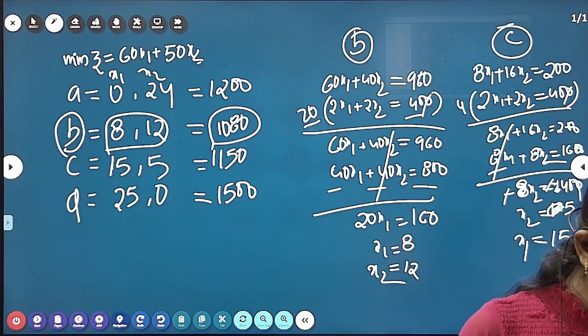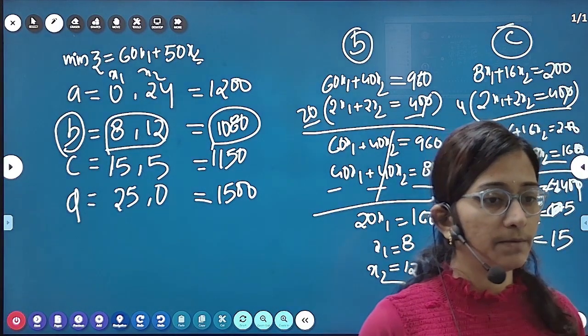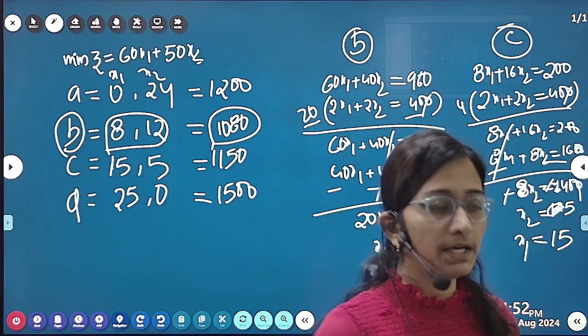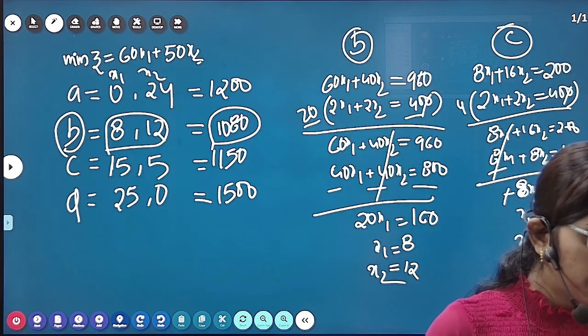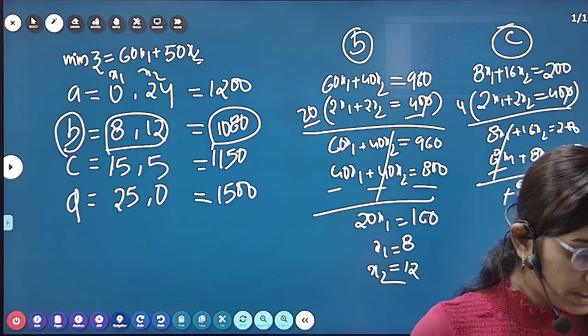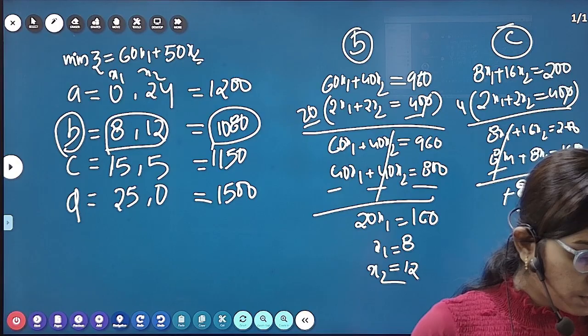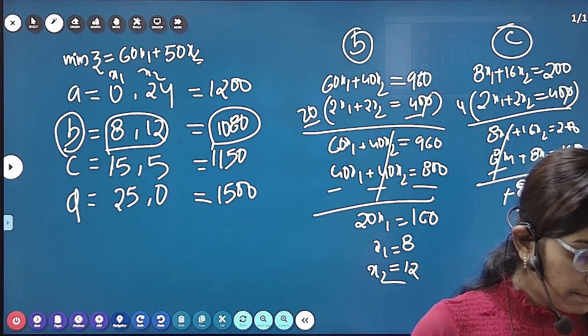Each unit of alpha requires 1 hour of machining and 2 hours of skilled labor. There are two products, alpha and beta, right? Alpha and beta. Alpha requires machine hours, machining, right? So 1 hour for alpha and 2 hours for beta.